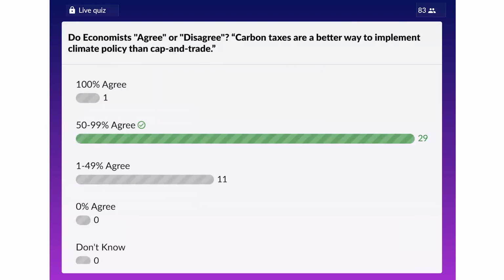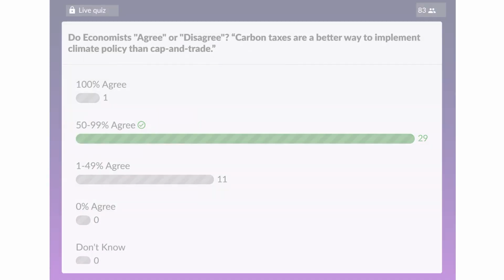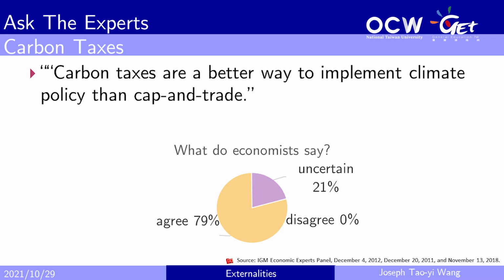And the answer is indeed between 50 to 99%. Let's take a look. So compared to the previous couple survey questions, 79% of economists agree, but 21% are not sure. So it's actually okay to disagree or to be uncertain, because even economists would have different opinions on these issues.